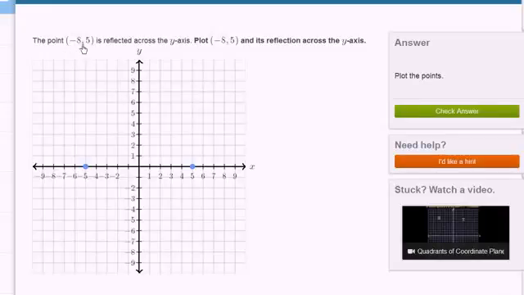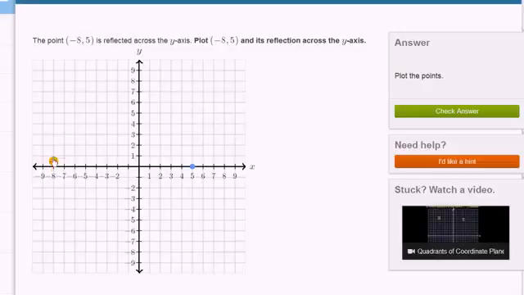The point -8 comma 5 is reflected across the y-axis. Plot -8 comma 5 and its reflection across the y-axis. So first let's plot -8 comma 5. So its x-coordinate is -8. So I'll just use this one right over here. So the x-coordinate is -8 and the y-coordinate is 5.